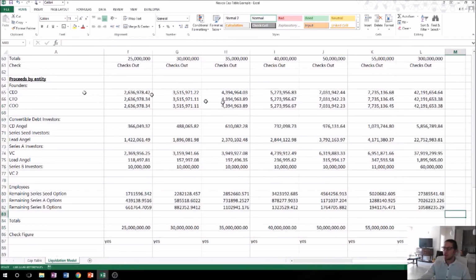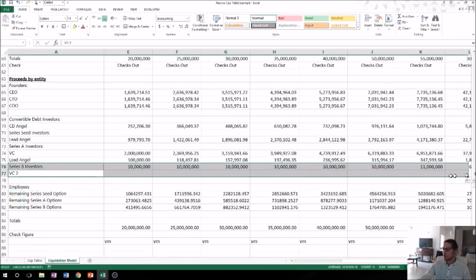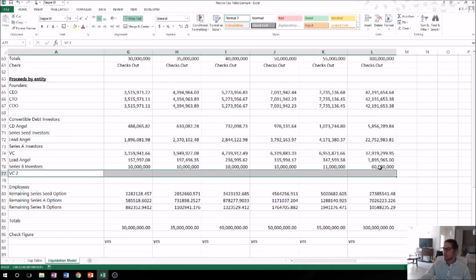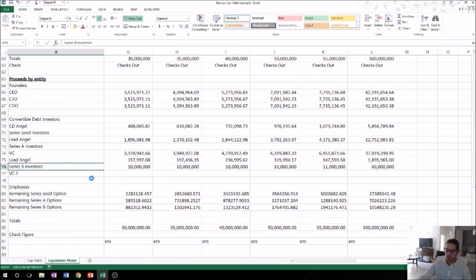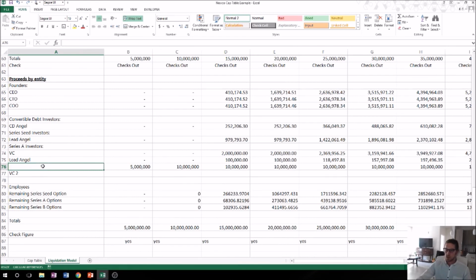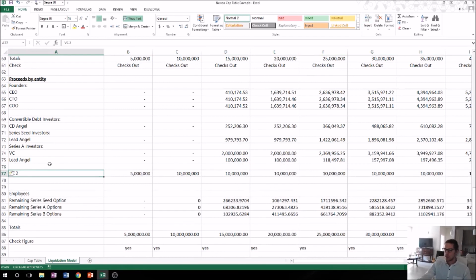So you can see that in the sale of the company for $300 million, the CEO received $42 million under these scenarios, where the Series B, the VC2, get about $60 million. And so that's a little confusing. Notice my labels are a little bit off. And we can fix that just by doing this. The VC2 up there, lead angel. There you go. And I'm going to insert that row. Say Series B investors. Keep it the same.